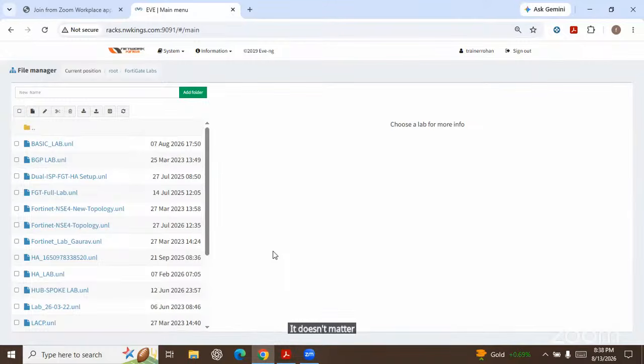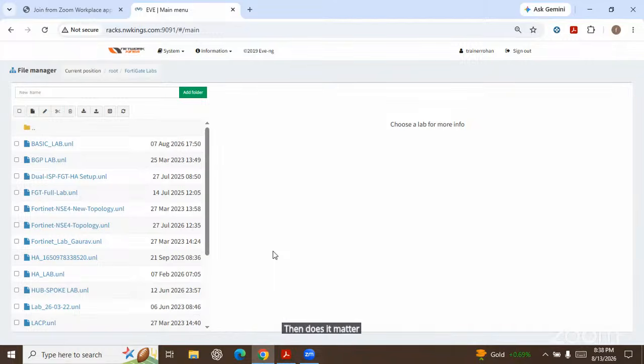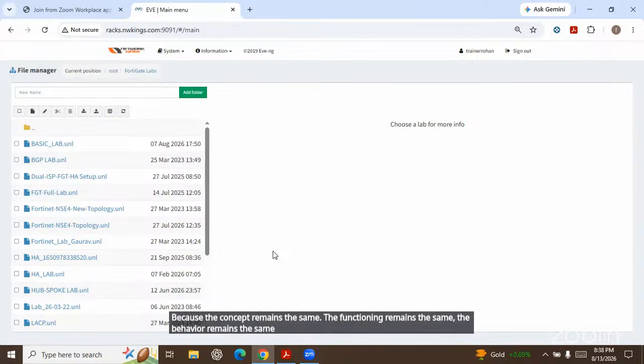If I understand the use of cluster, functioning, and why I am supposed to have the HA in the first place with the help of 2 hardwares, then does it matter if you are forming the cluster with reference to the 4 hardwares? No, because the concept remains same. The functioning remains same. The behavior remains same, right?